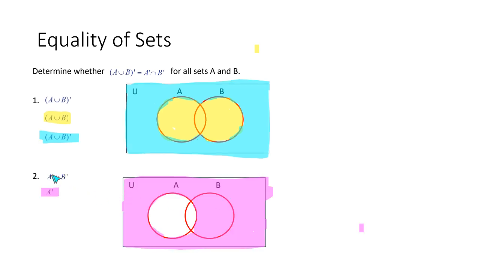So the right-hand side is A complement intersected with B complement. So first, I'm going to figure out what A complement is. So A complement is everything that's not in A. So everything that's not in the circle A, I'm going to shade it in this pink highlighter. So everything in the complement is what's in pink. Then I'm going to need to know what is B complement. So for B complement, we're going to shade it in green. So everything that is not in circle B is your B complement. So that's this area and this area outside of A and B.